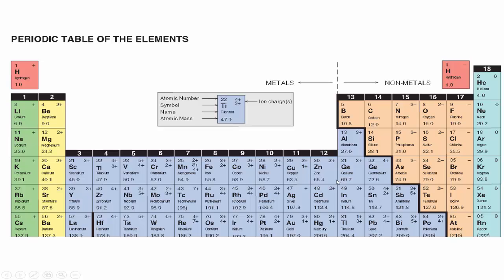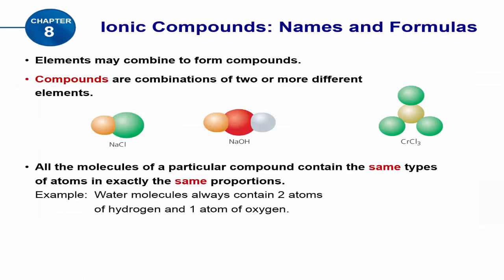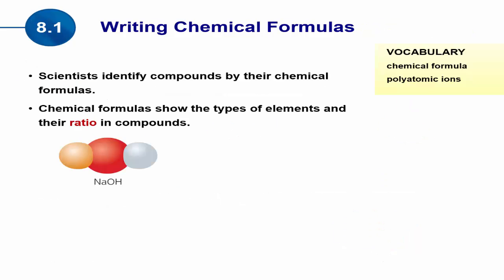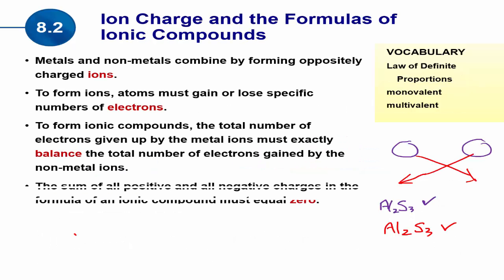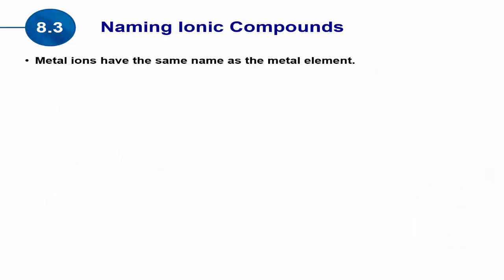There's a lot of them, right? So the only way in a formula, when we name it, we know which one it is is if we actually say which one it is. And we use Roman numerals in order to determine that. So, let's get back to this page.